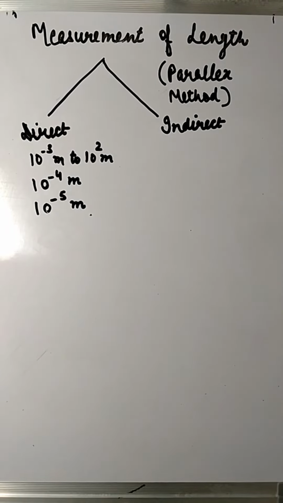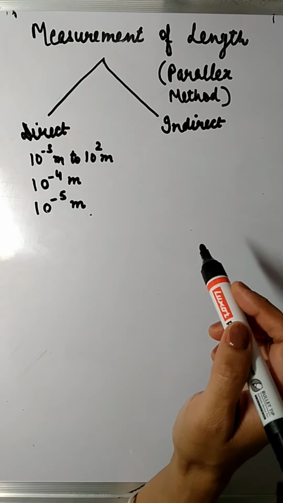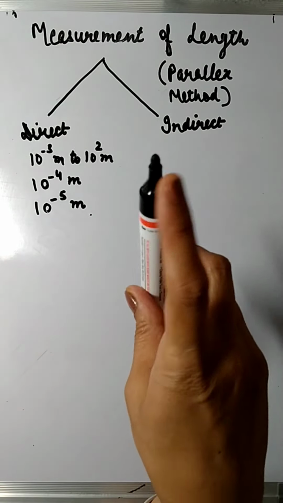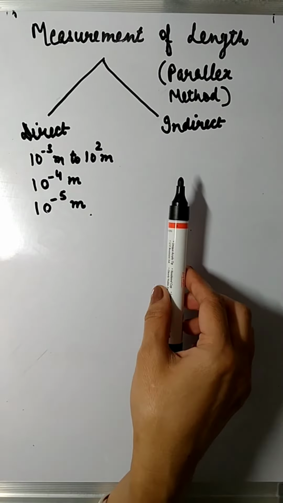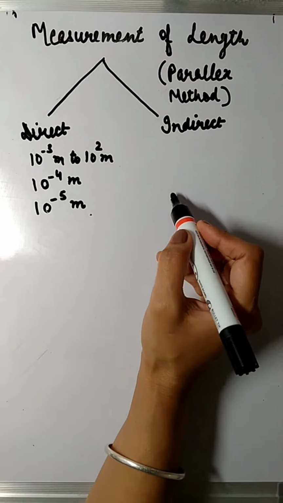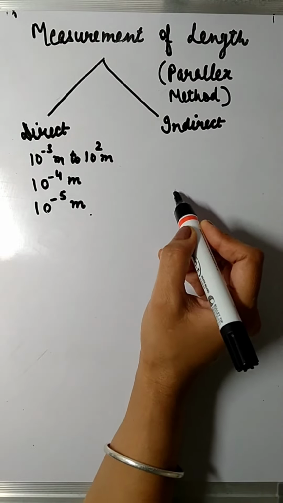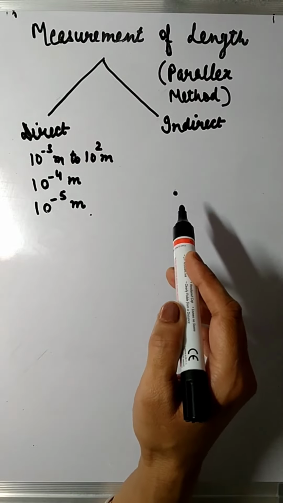One such method is called parallax method, and today we'll learn about this method. Now, what is parallax method? To understand this method, let us do a small exercise. Take a pen or a pencil and hold it with your hands in front of your eyes, and in the background take a reference point. Let us assume that this is our reference point with respect to which we want to see the position of our pen or pencil.